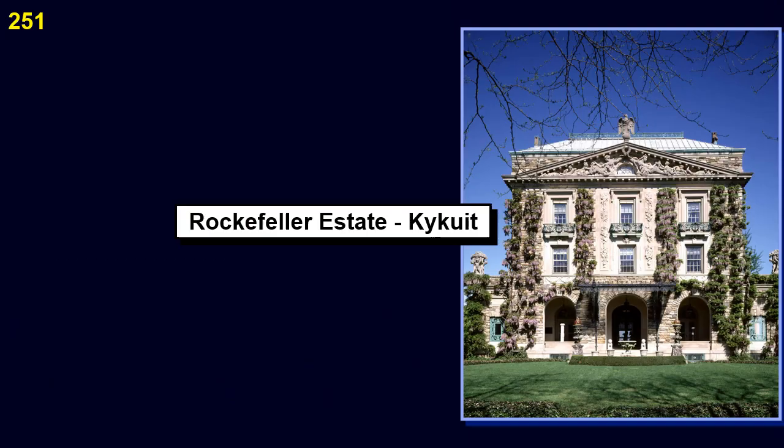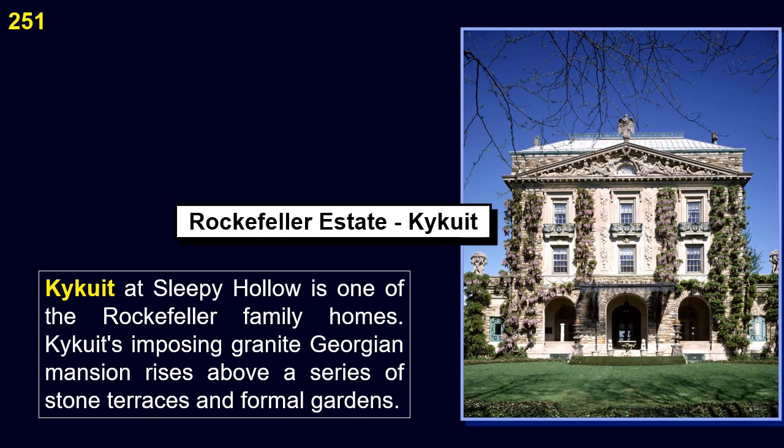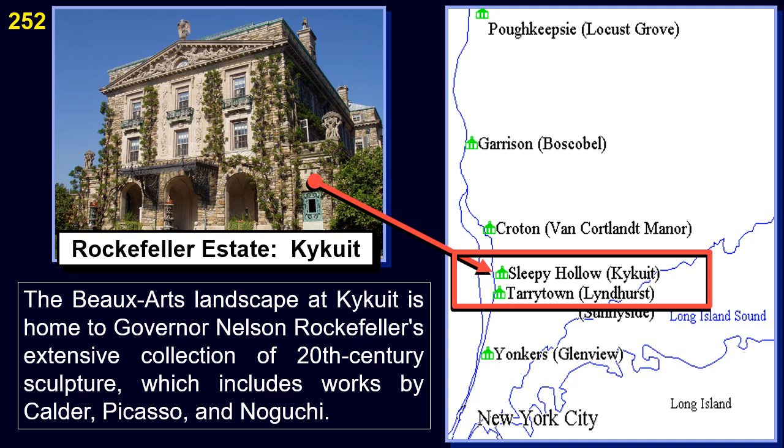Kykuit at Sleepy Hollow is one of the Rockefeller family homes. Kykuit's imposing granite Georgian mansion rises above a series of stone terraces and formal gardens. The Beaux Arts landscape at Kykuit is home to Governor Nelson Rockefeller's extensive collection of 20th century sculpture, which includes works by Calder, Picasso and Noguchi.